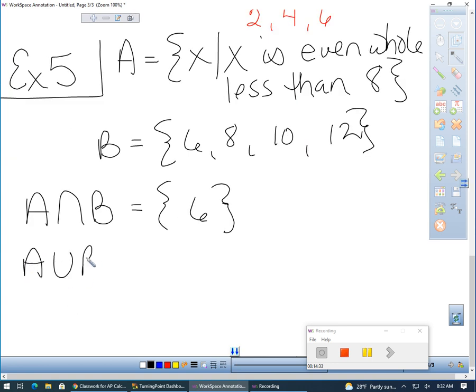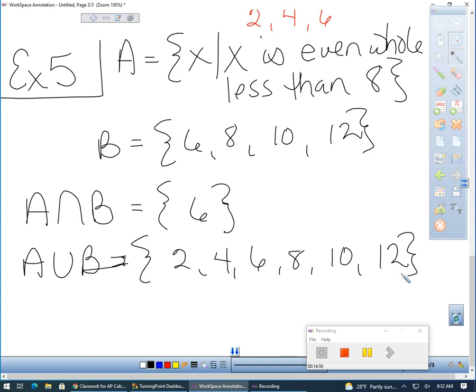A union B. So that's going to be everything from both sets. So this set had 2, 4, and 6. Set B had 6, 8, 10, and 12. Well, I already have a 6, so I don't need to write it again. 8, 10, and 12.